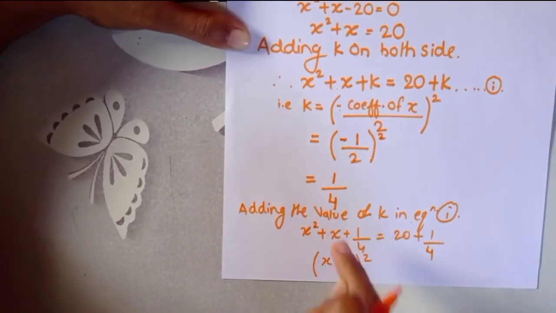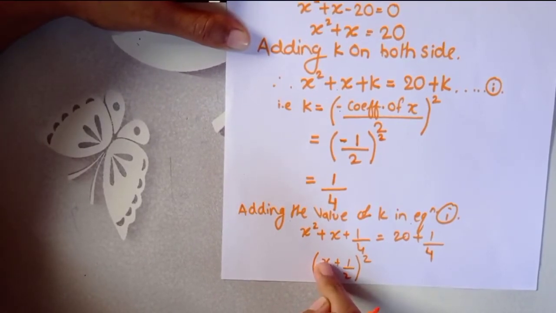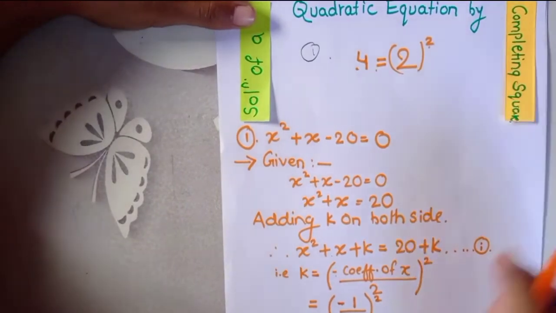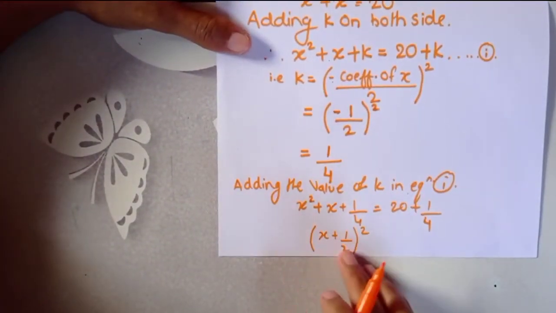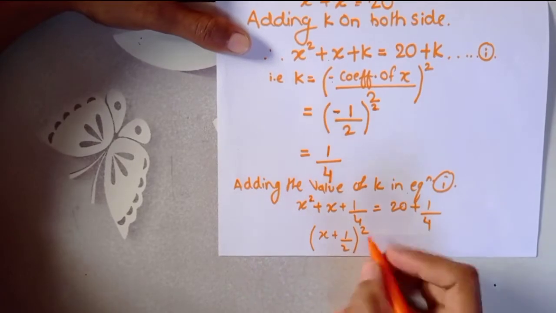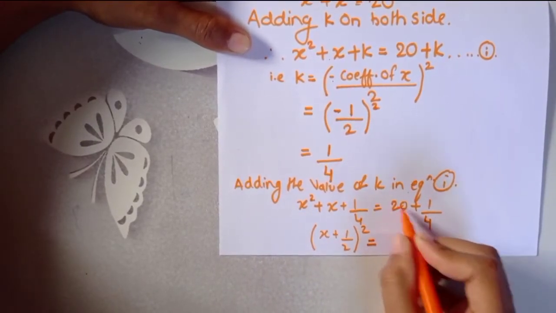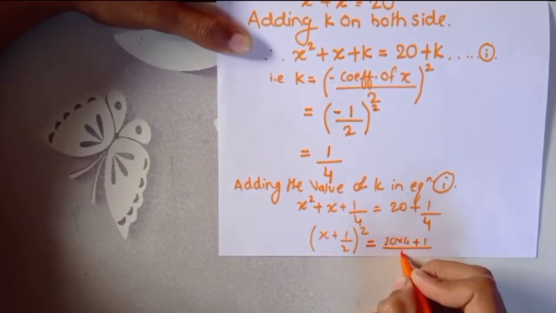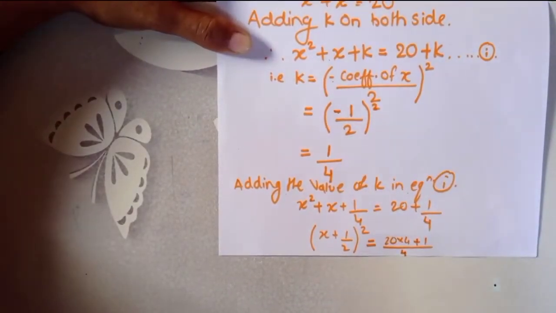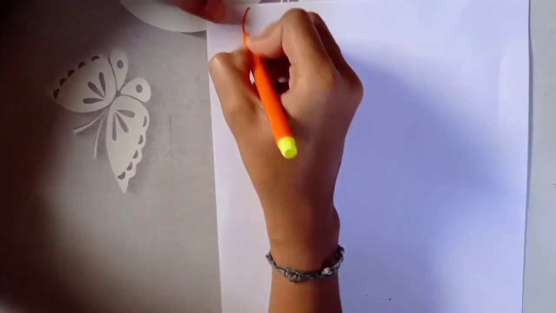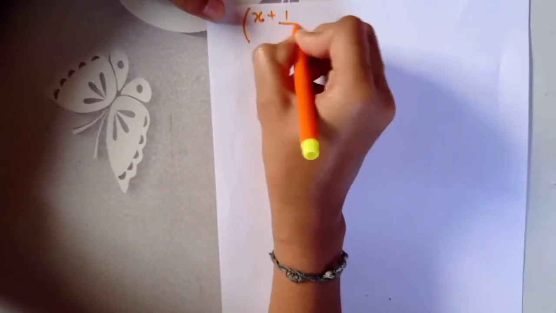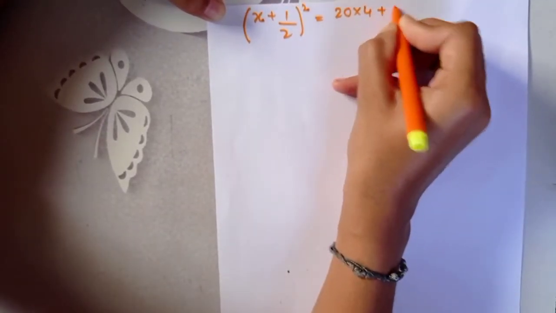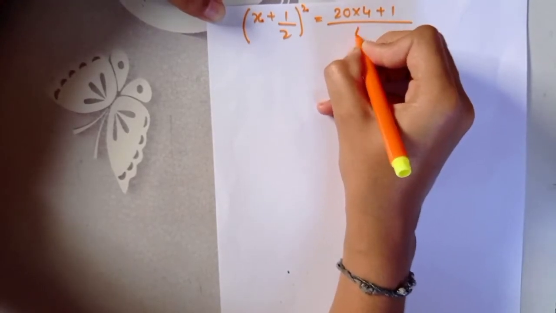This method of solving is named the completing square method. Here we have found its complete square, which is equal to 20 into 4 plus 1 by 4. That is, I will write once again on this page, x plus 1 by 2 whole square is equal to 20 into 4 plus 1 by 4.